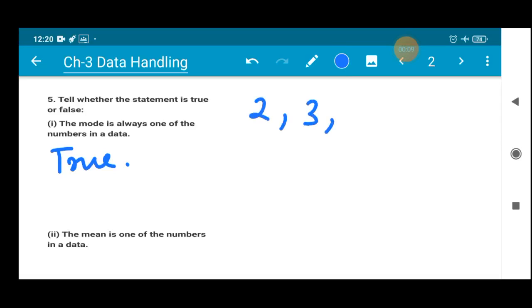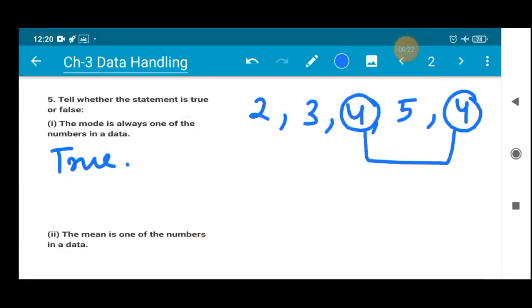Say for 2, 3, 4, 5, 4: we select the mode from the observations only, and the number which has the maximum frequency is considered the mode, you know that. So 4 here has the maximum frequency, and we are choosing the mode from the given observations only, right?